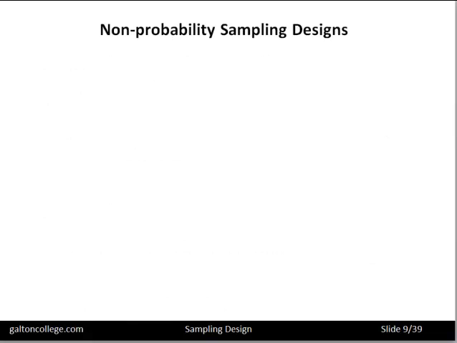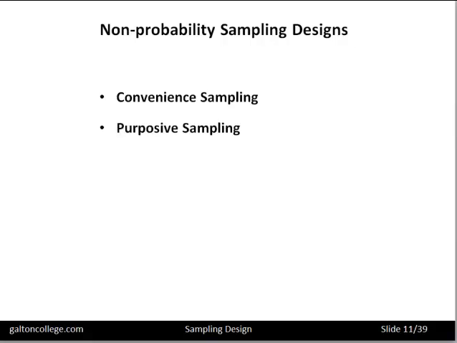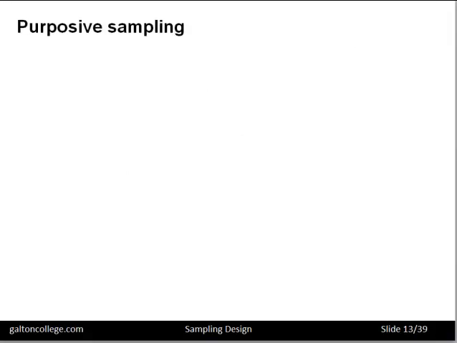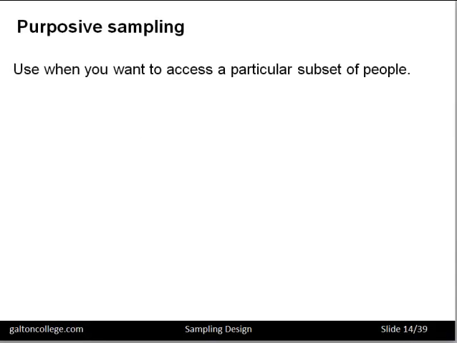Now the types of designs, well, these really overlap one with the other. It's convenience sampling and purposive sampling and snowball sampling, but really we could sort of start to run these together, and let's not get too worried about the finer points of the distinctions in this class. So we'll start with purposive sampling. It's when you want to access a particular subset of people.